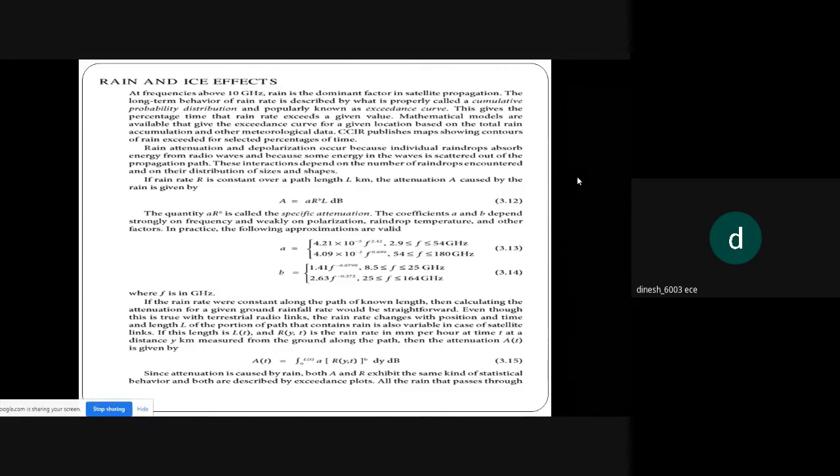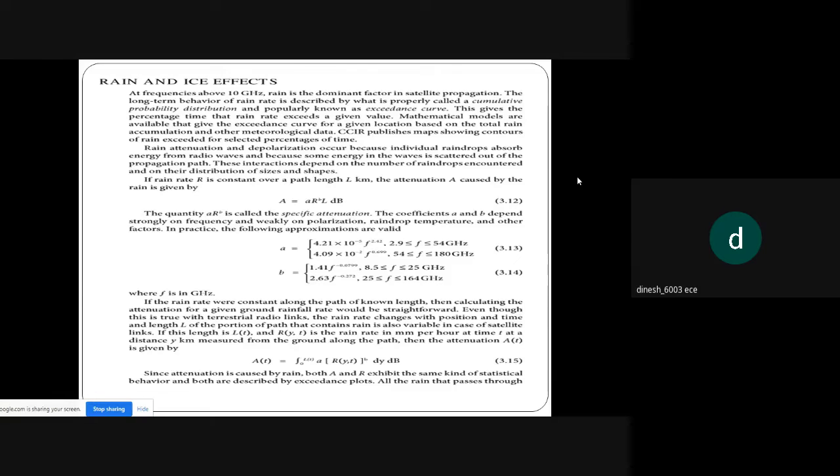There are mathematical models available giving the exceedance curve for a given location based on the total rain accumulation and other meteorological data. Rain attenuation and depolarization occur because individual raindrops absorb energy from radio waves, and because some energy in the waves is scattered out of the propagation path. These interactions depend on the number of raindrops encountered and on their distribution of sizes and shapes.